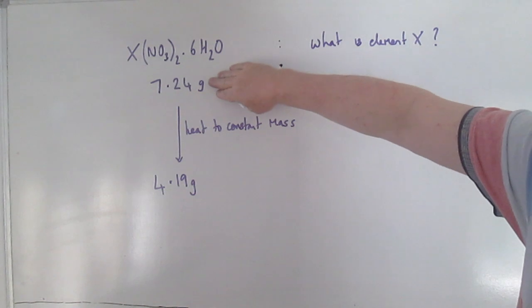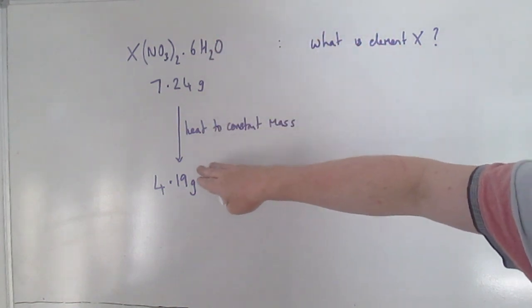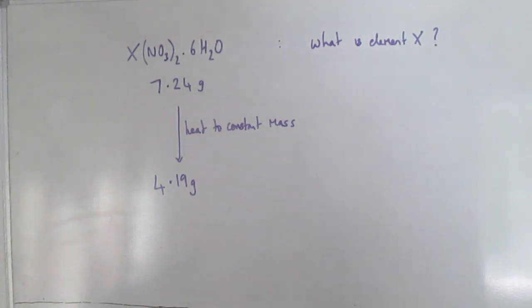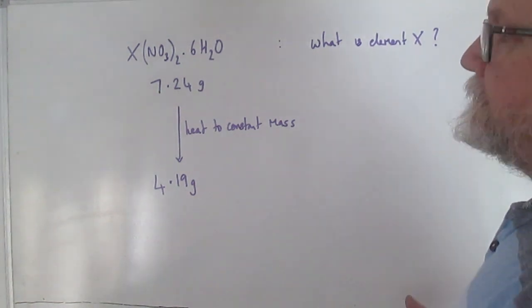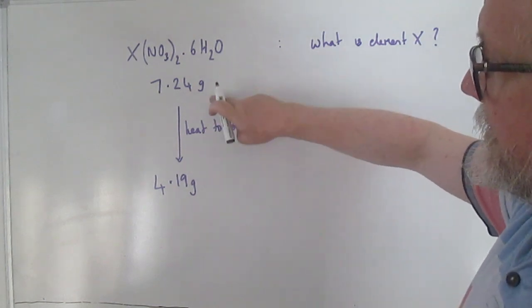But we start off with 7.24 grams of this hydrated compound, we heat it to constant mass, and the mass decreases to 4.19 grams. And your job is to figure out what the identity of element X must be in order for those numbers to make sense. So again, have a go at it with the video paused, and then run it again to see if you got the answer right.